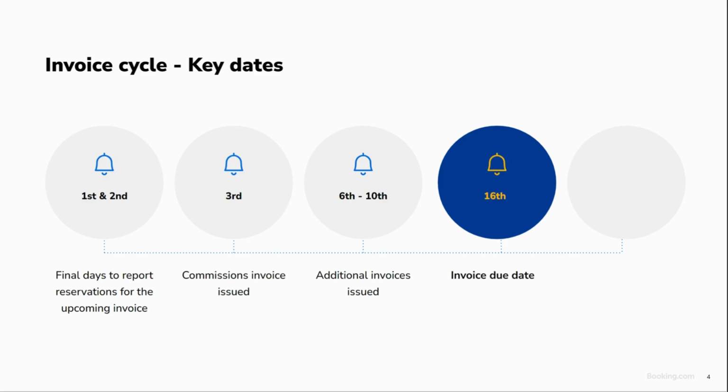The due date of your commission invoice will be on the 16th, as Booking.com's payment term is 14 days, globally. If your property is on direct debit with us, the debit will run between the 17th to the 23rd of the month.